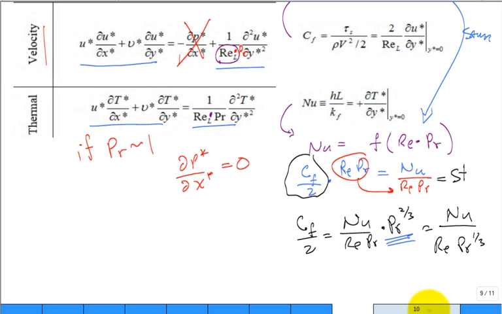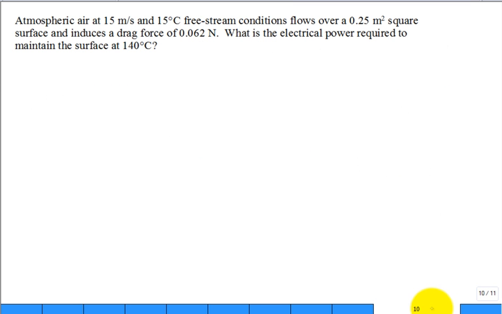Apply these equations, this principle of this analogy. So we have atmospheric air at 15 meters per second approaching and flowing, and 15 degrees C free stream conditions flow over a 0.25 meter square surface. So if the area of the surface is 0.25 meters squared, its length, L by L, take the square root of the area, is 0.5 meters. 0.5 and 0.5, and it flows over. And they give us the U infinity, 15 meters per second. They give us the T infinity of 15 degrees C.